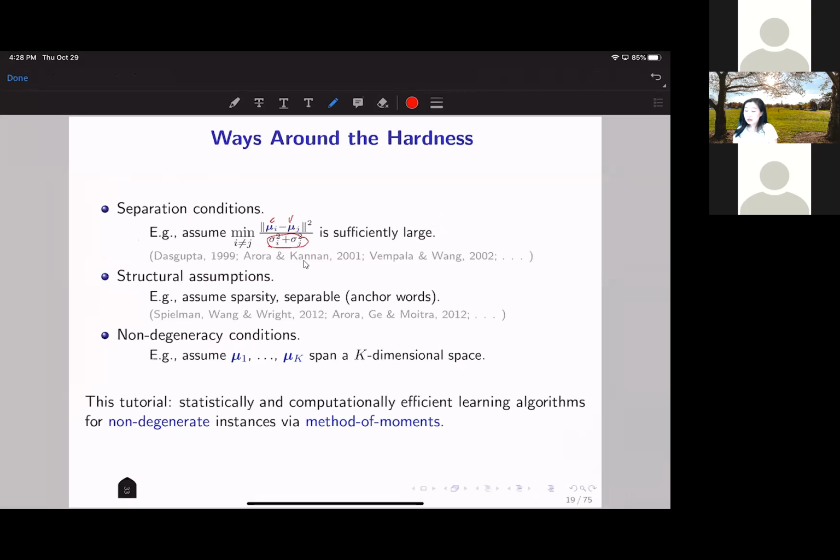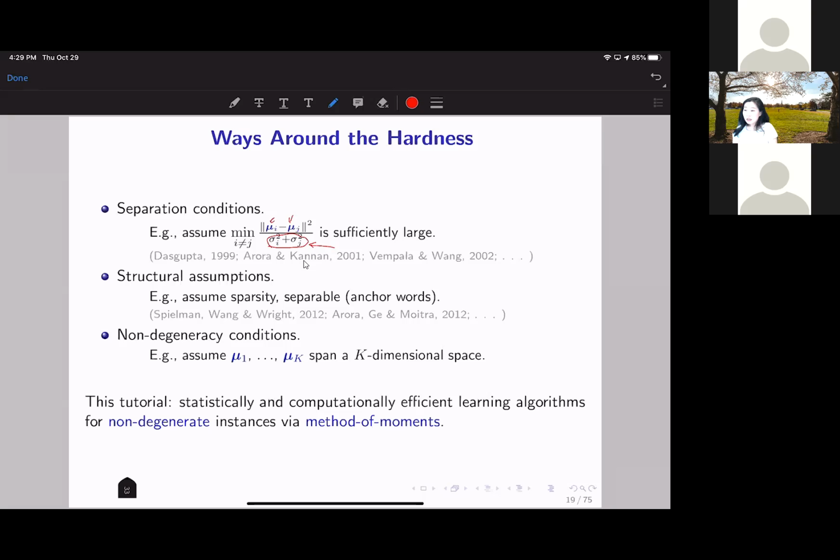But of course, this difference between the conditional means is also a relative quantity, relative to the variances, right? If your data is more spread out, then it's harder for you to distinguish them. But if your data is more concentrated, then of course it's easier for you to distinguish these two Gaussians. So this is a very naive, easy to understand kind of condition. It's called a separation condition, assuming that this quantity is sufficiently large. And there are indeed some papers on that.